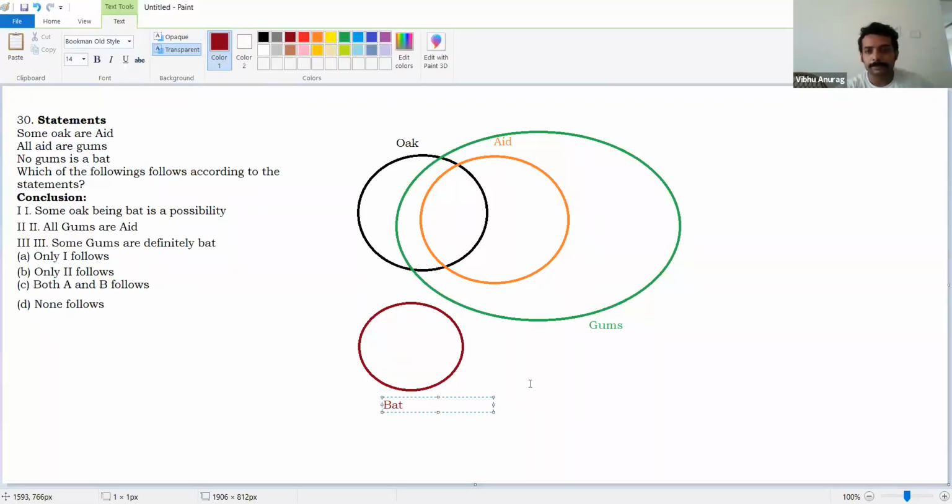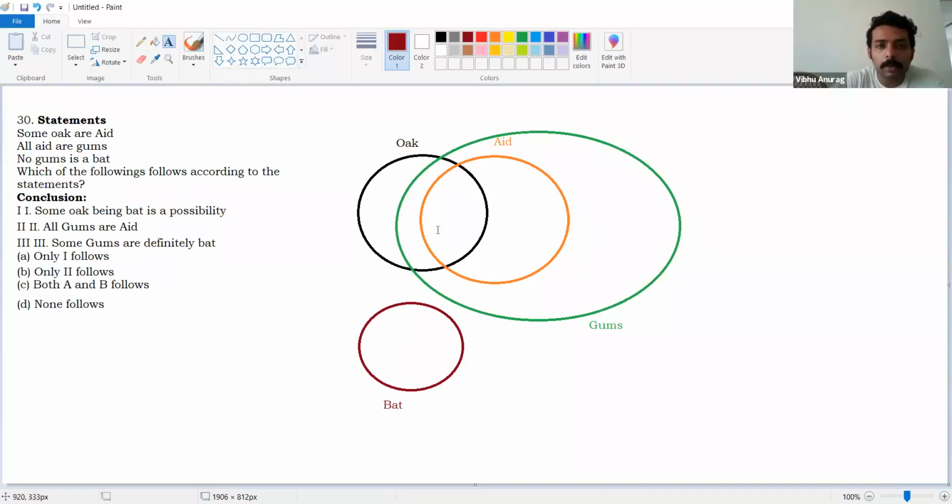So yeah, this is bat. Now see, no gum is a bat. So bat could be this. Bat could also be this. Bat could also be this. We don't know. So these are also possibilities. Are you able to understand the possibilities?